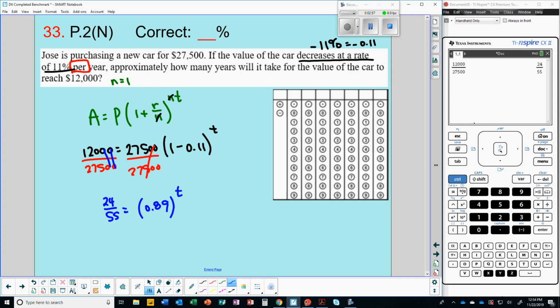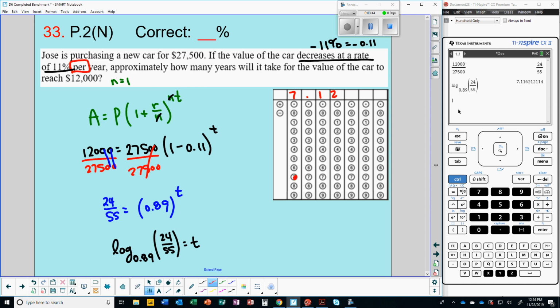Now, since this is exponential and I'm trying to solve for the power, I'm going to switch it to a logarithm. I'll say log. So this is my base, it's my power, and this is my number. Log of the base, 0.89, of my number, which is 24 divided by 55, will equal t. So come over here, log, my base is 0.89, of the number 24 over 55. So it's 7.12 years when we round it. 7.12 years, and this would be our answer.